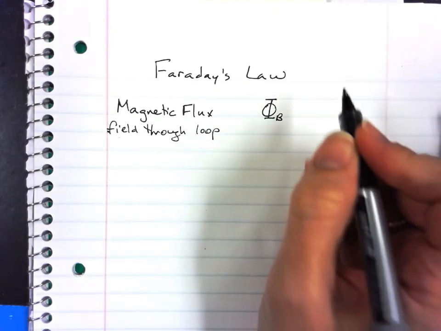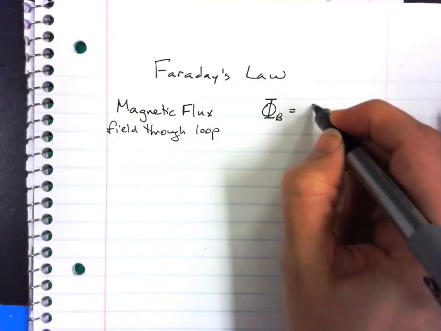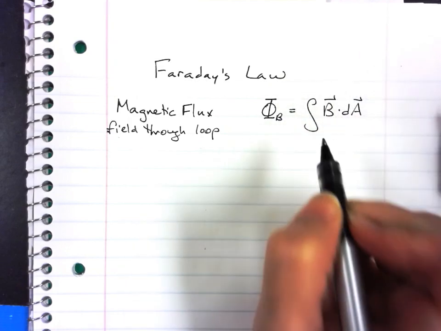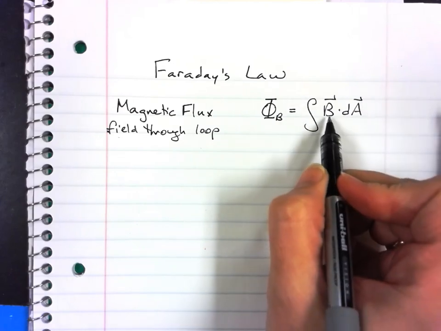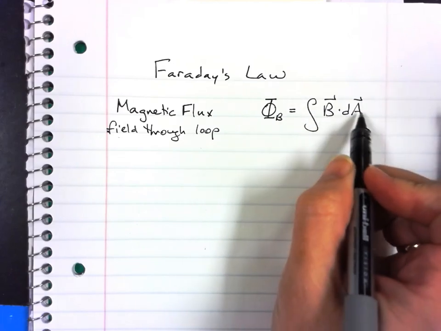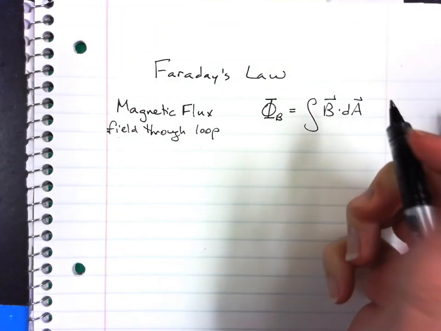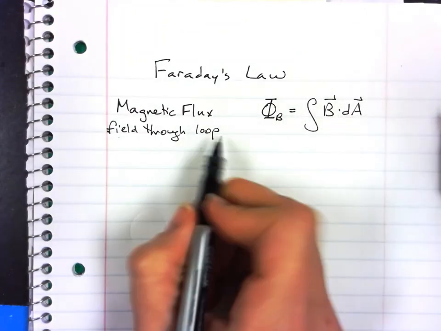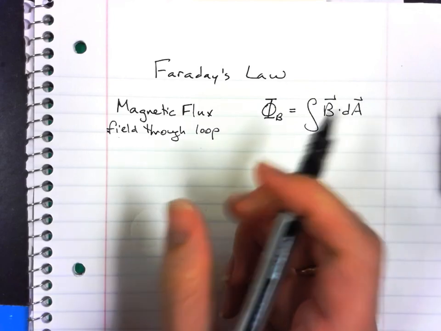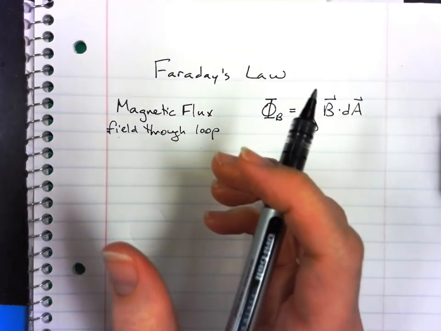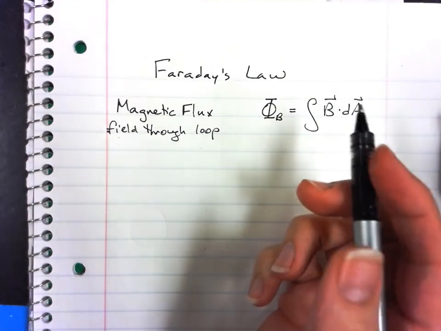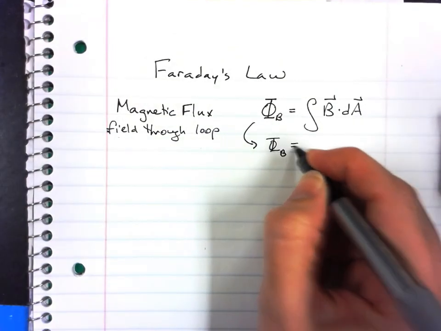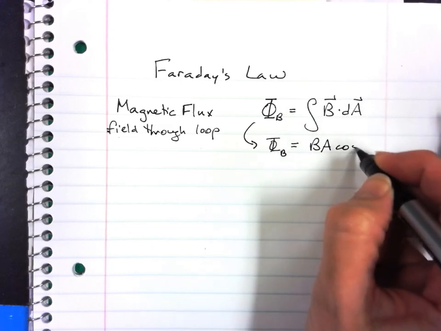Just put a B subscript on it for magnetic flux as opposed to electric, but it's the integral of B dot dA. And this would apply in general. So if the magnetic field is different at different points on the loop, or if it was changing direction. But most of the time, this is going to be a nice flat loop. It's going to be a circle or a square, not a sphere or a cube. Nice and simple. So most of the time, this is going to be given by BA cosine theta.